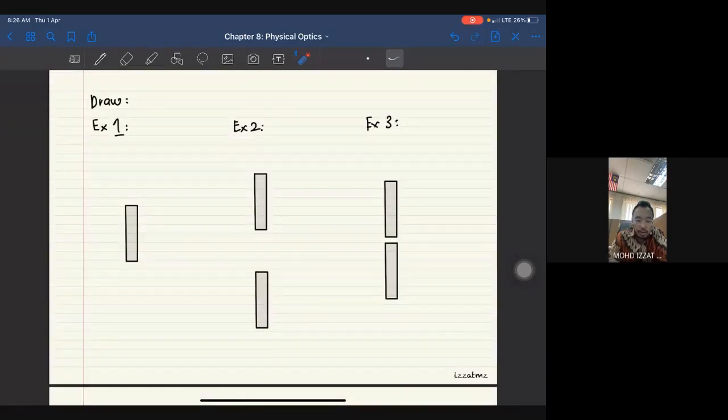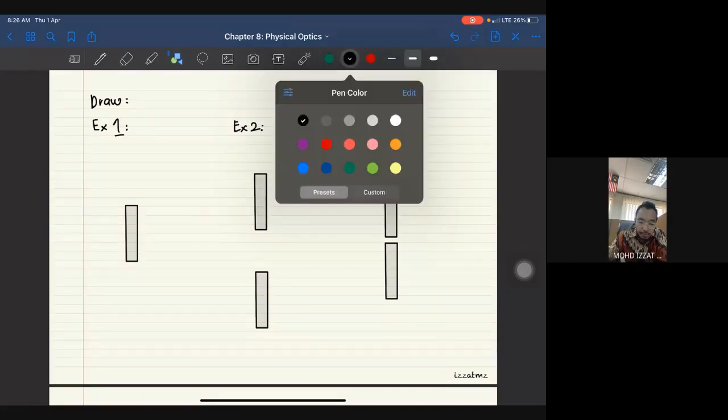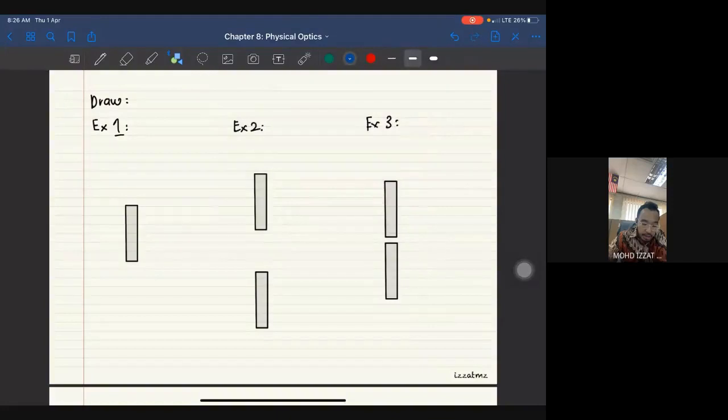Okay, what if your wavefront now hits an obstacle? Wavefront tu bertemu dengan penghalang lah. So again, if I want to draw, let's say that the original position of my wave is over here. Okay, and then dia berlanggar dengan obstacle. So dia terputus lah.